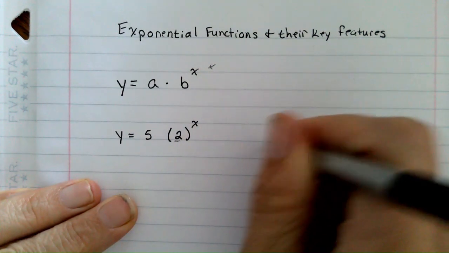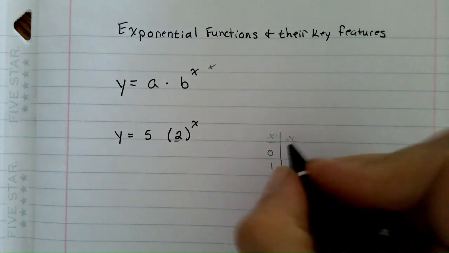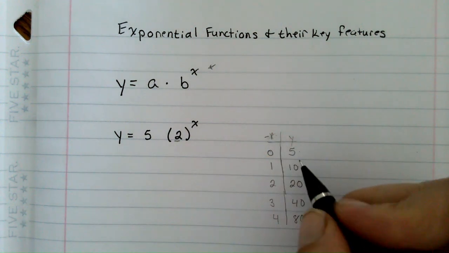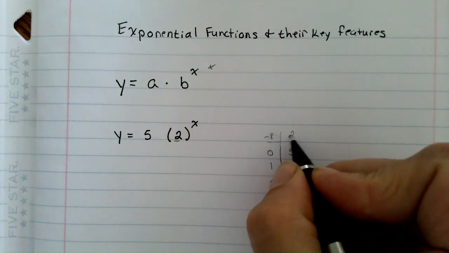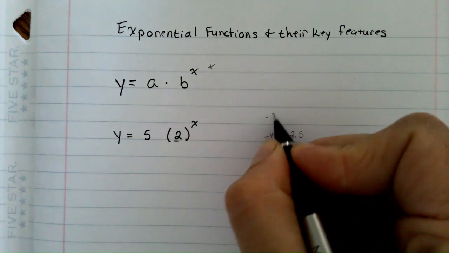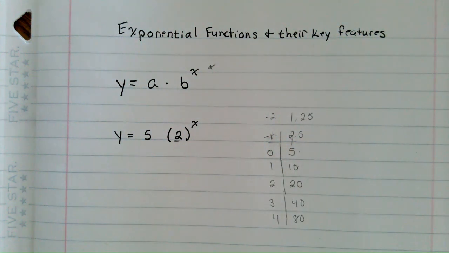Okay, so what happens if we go back in time? -1. Well, what would have to come before 5? It would be 2.5. -2 would be 1.25, right? And then we can keep going and keep going and keep going backwards. Will it ever equal 0? And the answer to that is no.